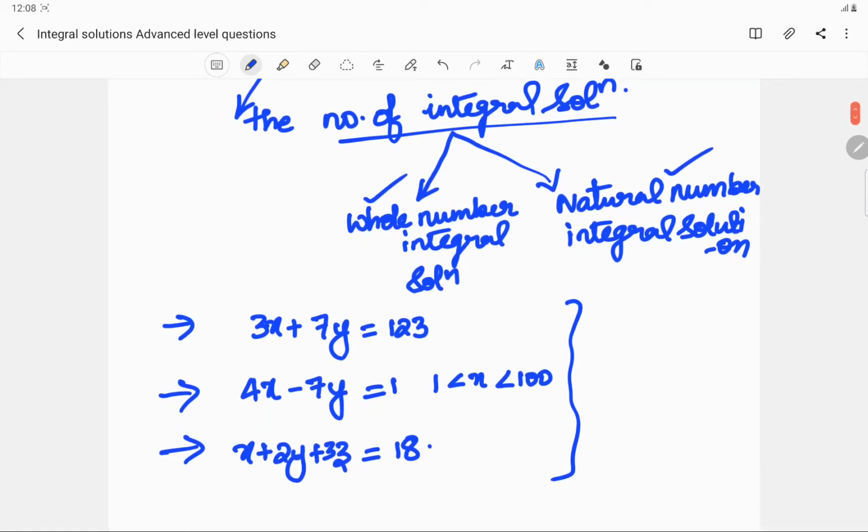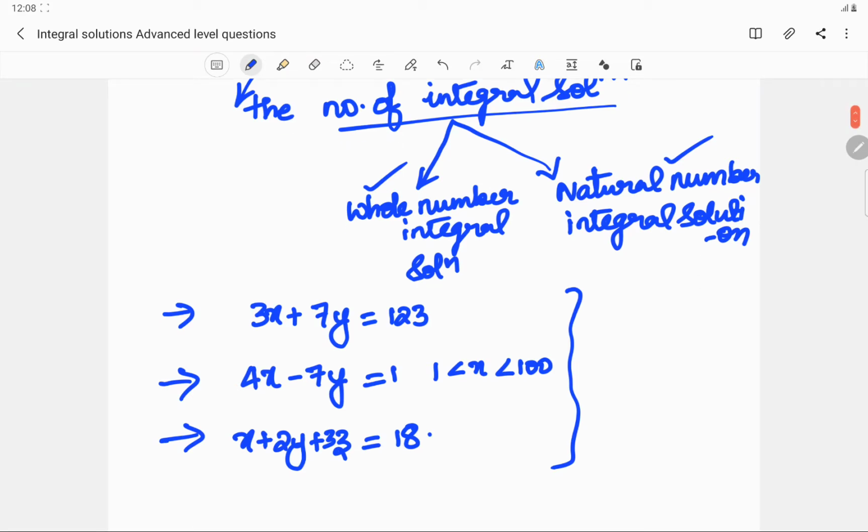What is the difference between those types of questions and these equations? In the earlier questions we have solved, the equation was of the form, say, a plus b equals 4, and we were given that a, b are greater than or equal to 1, or else greater than or equal to 0. When it was greater than or equal to 1, the question was indirectly asking you to find the natural number integral solutions, and when it was greater than or equal to 0, we needed to find the whole number integral solutions.